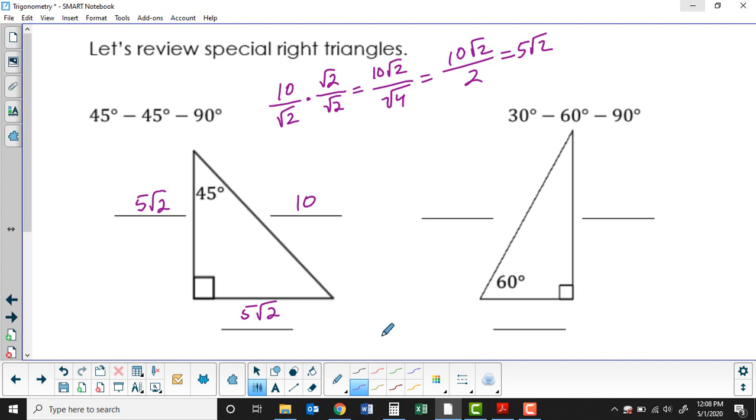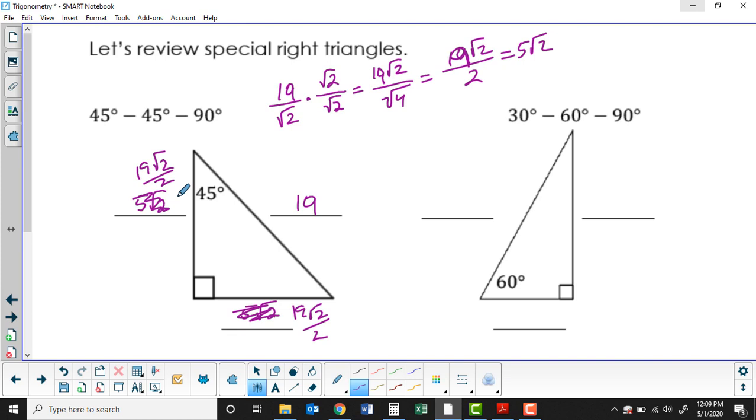The most difficult way is, what if this number does not go into this number? Well, then you just leave it like it is. All right. So if this number were, let's say, 19, does 2 go into 19? Nope. So this side over here would be 19 square root of 2 over 2. And this side would be 19 square root of 2 over 2. Ugly number? Yes, but hey, it is what it is, right?